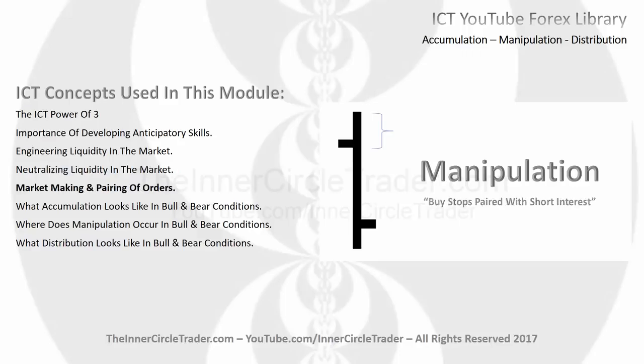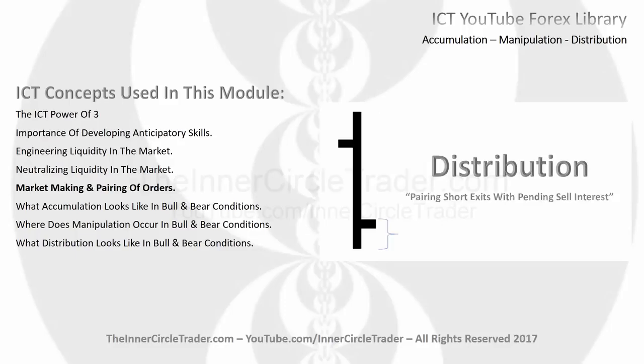They will sell to those buy stops, but their sell position is to ride it lower and make money. In its truest sense is in this form, when we're bearish at the opening price or above it, buy stops are being paired with short interest in the form of smart money. Finally, at the end of the day, the distribution cycle is seen where smart money pairs its short exits or covering with pending sell interest. In other words, smart money is going to be short, and to get out of their short positions, they have to buy it back, and they will be targeting some old low.